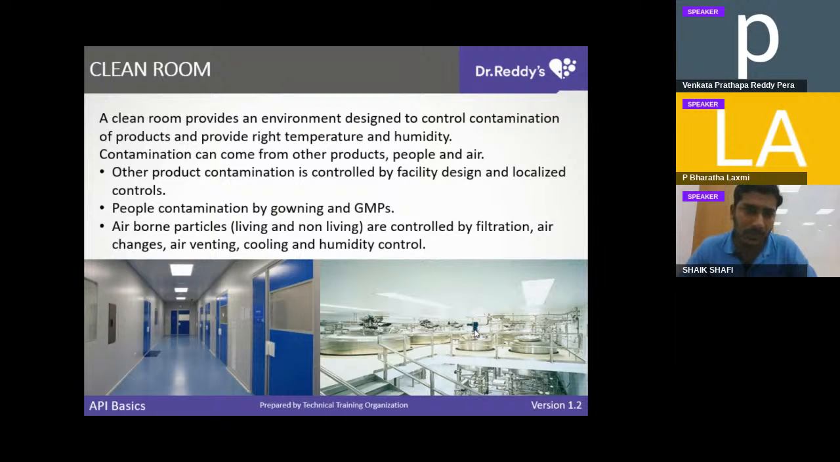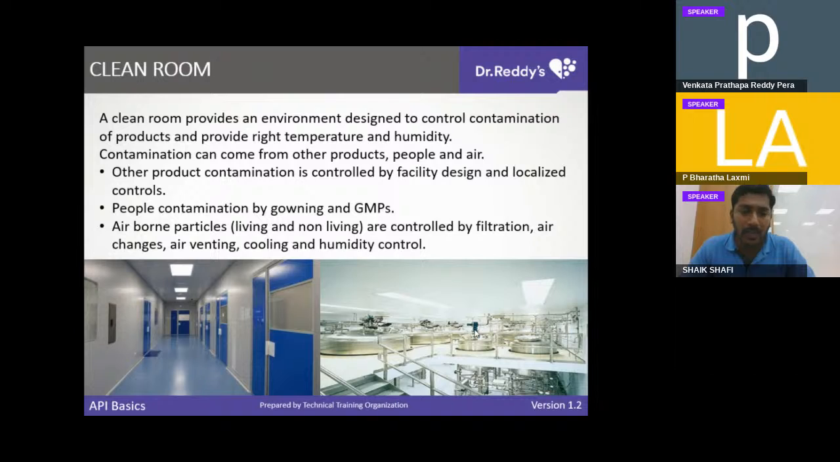It's a classified area designed to control contamination. Basically, contamination comes from people, product, and air. Different types of contamination are there. So to overcome this contamination, we are using a classified area.